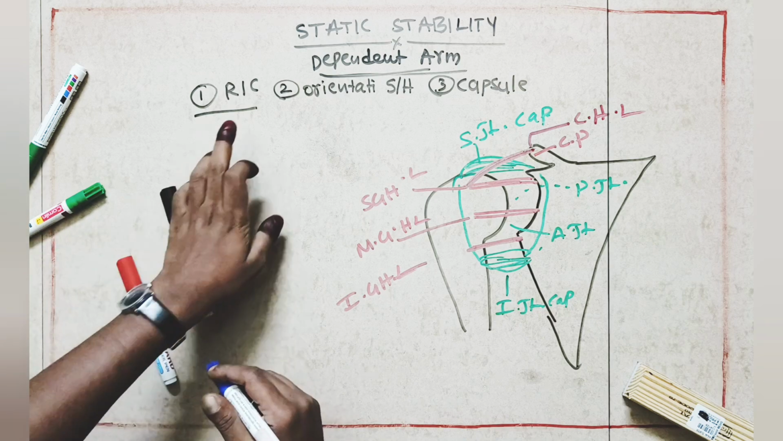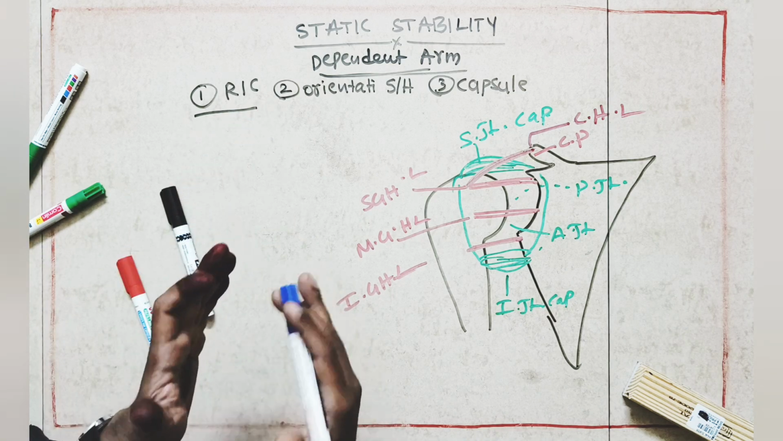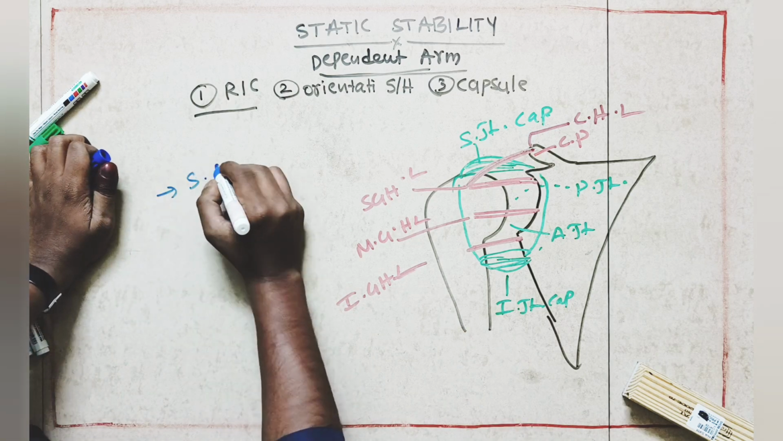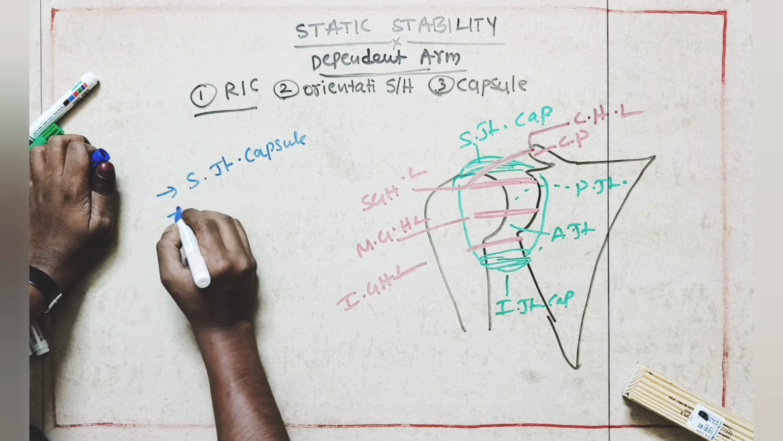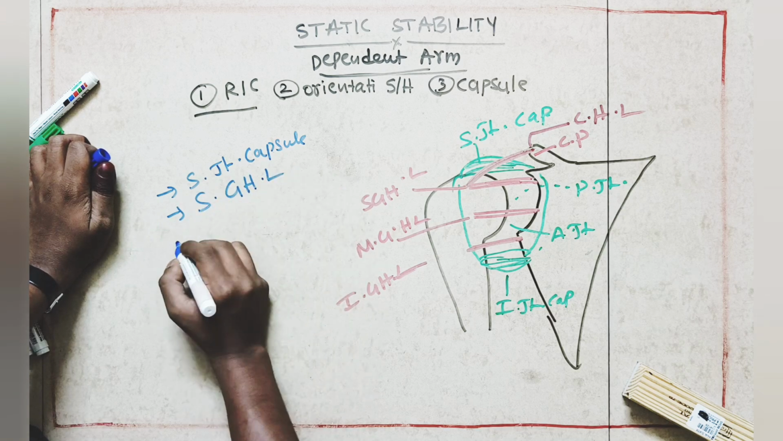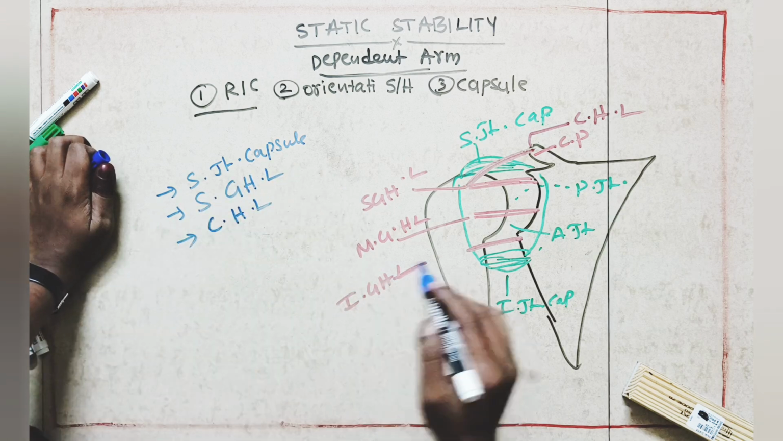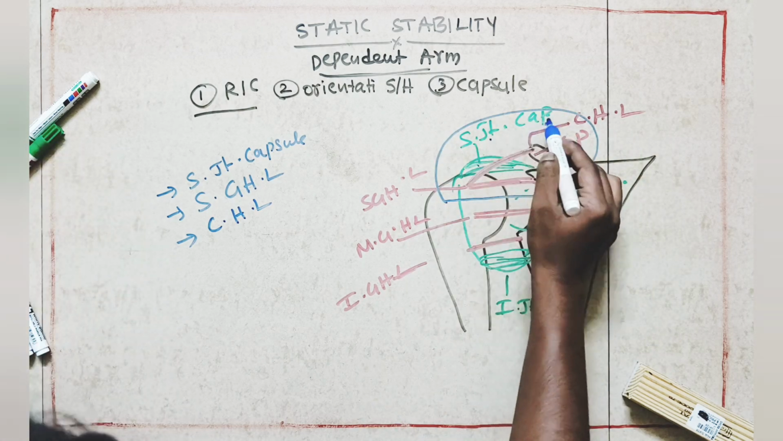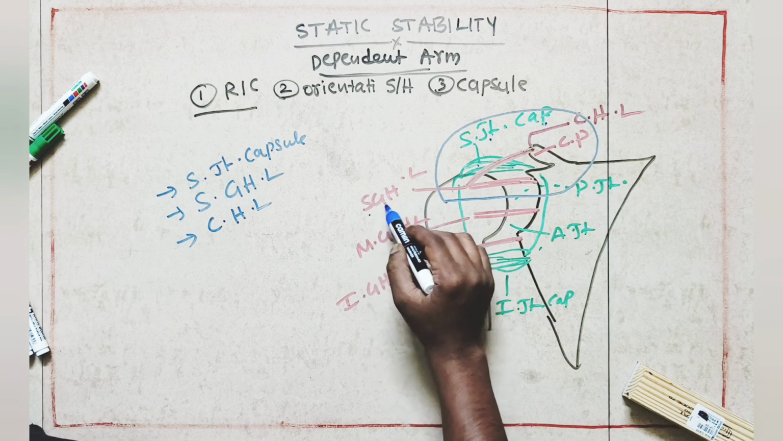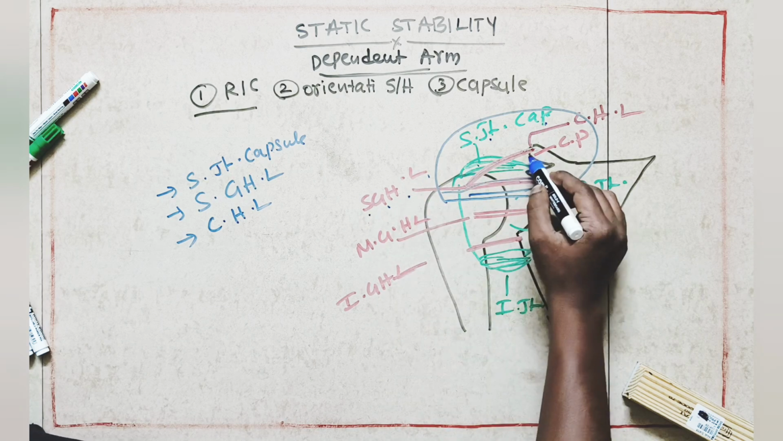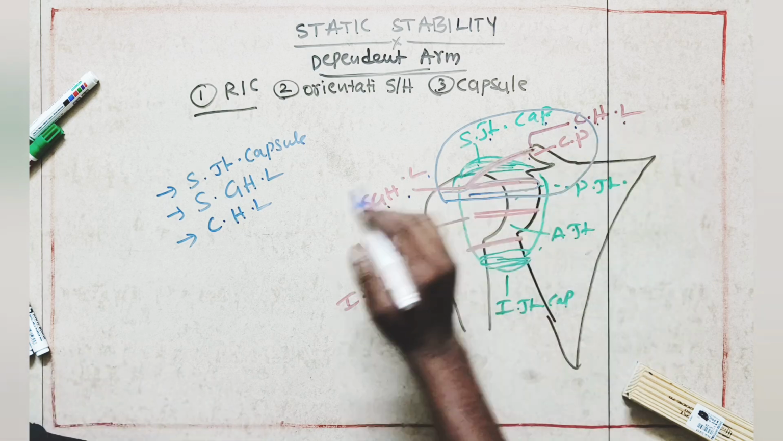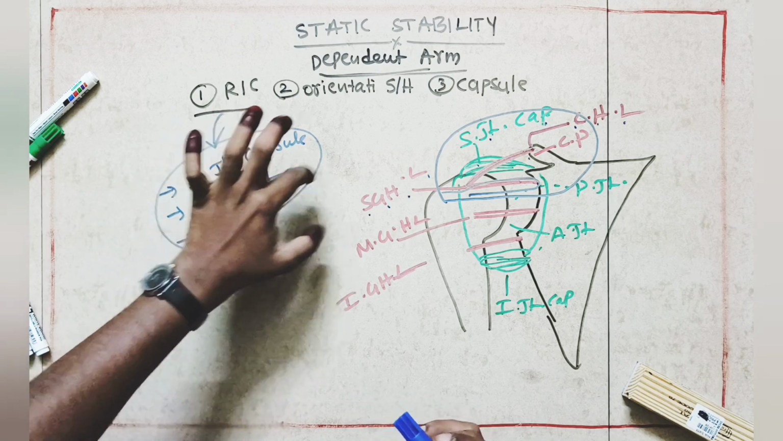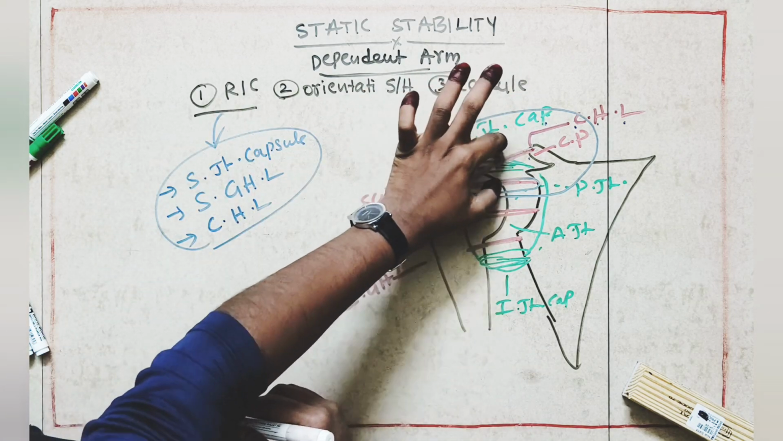Now we'll see what the rotator interval capsule is. Rotator interval capsule is nothing but the combination of the superior joint capsule, then the superior glenohumeral ligament, then the coracohumeral ligament. It is the combination of these three structures, which are present superiorly over the glenoid, superiorly over the shoulder joint.